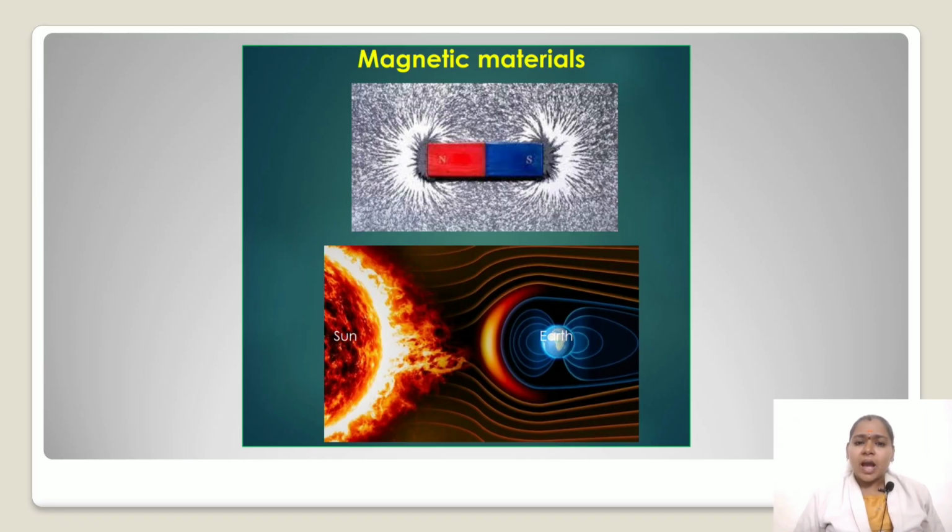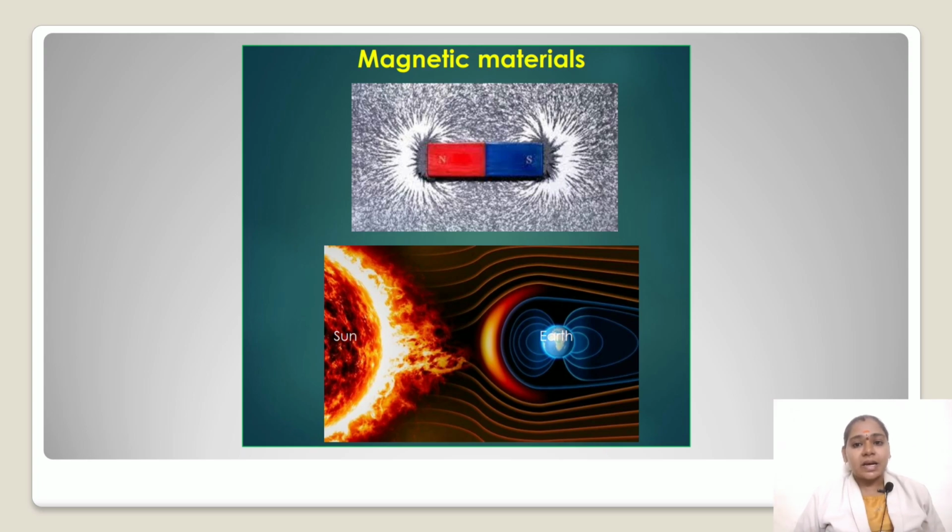You can see how the lines emerge from the north pole, indicated by N, and curve around to enter the south pole, indicated by S. This shows how the magnetic forces act in space around a magnetic object.